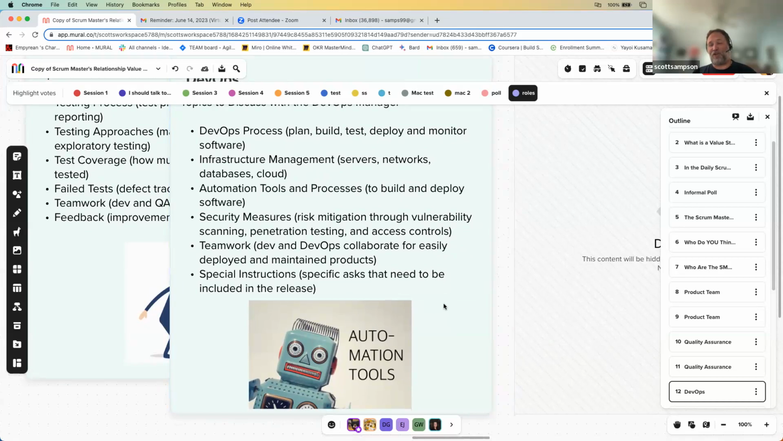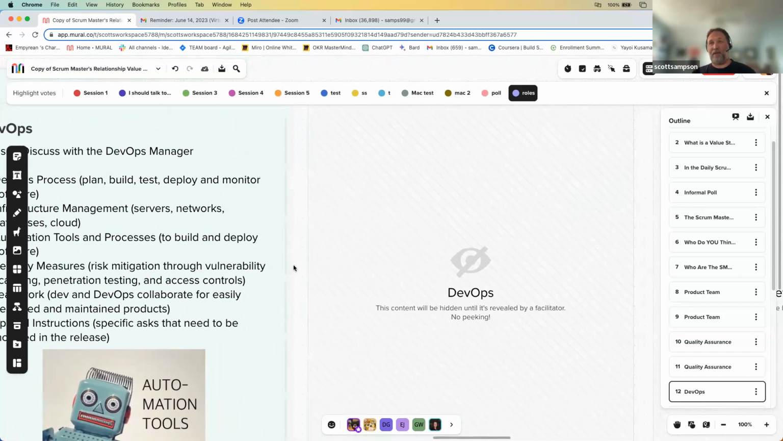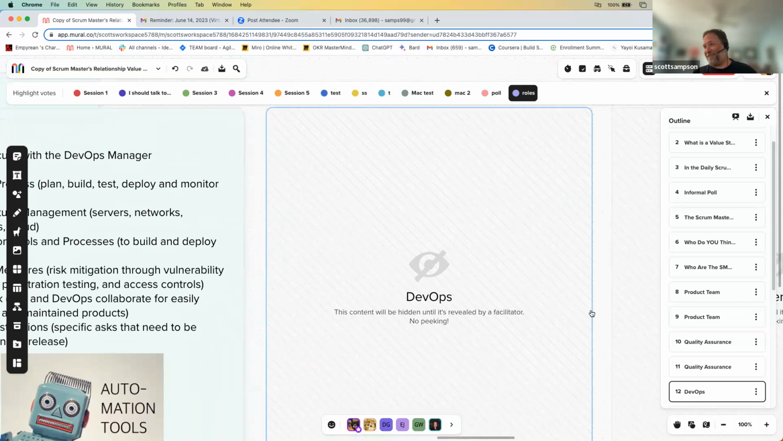And then special instructions. I put this in here. I've seen this myself where there might be specific asks in a delivery by the development team or the product team that need to be included in a release. And if they're missed, then people are working weekends sometimes to get it fixed. So again, that kind of goes to the teamwork piece of it, and making sure that everybody is working together to deliver software and also make their lives happier and not work weekends.